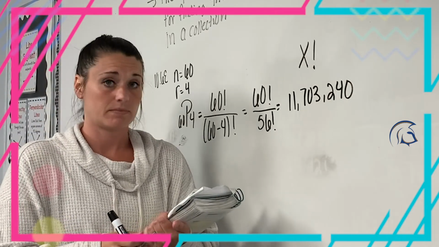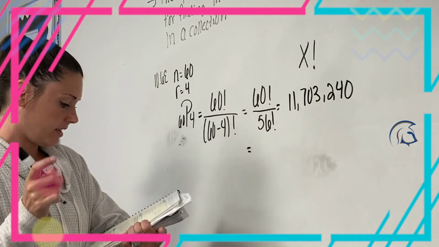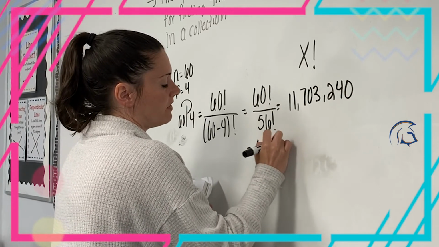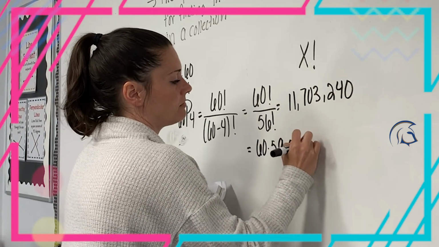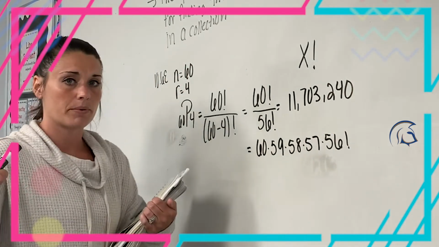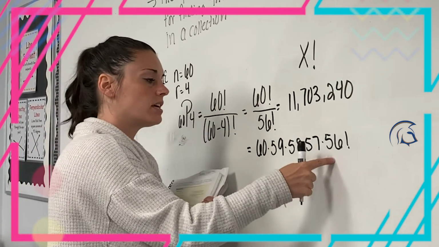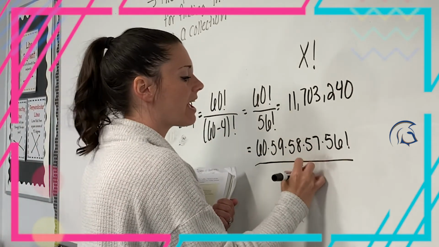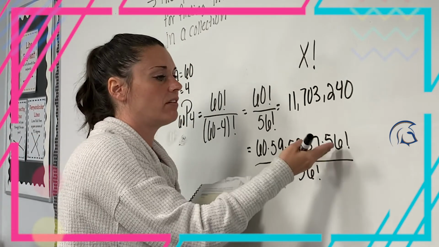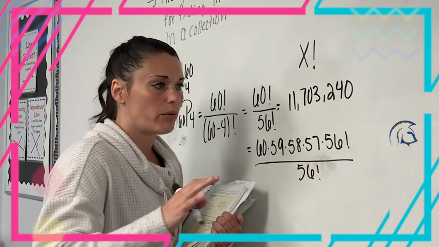11,703,240. Okay? Now, if you don't use your factorial button, here's what you do. Okay. 60 times 59 times 58 times 57 times 56 factorial, stop. Okay? Why are we stopping? Because once we get to 56, everything after that cancels out each other. You're dividing 56 by 56, 55 by 55.